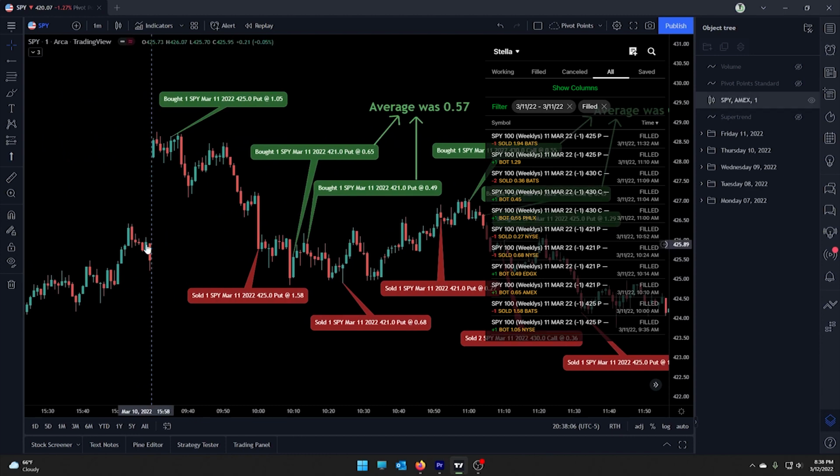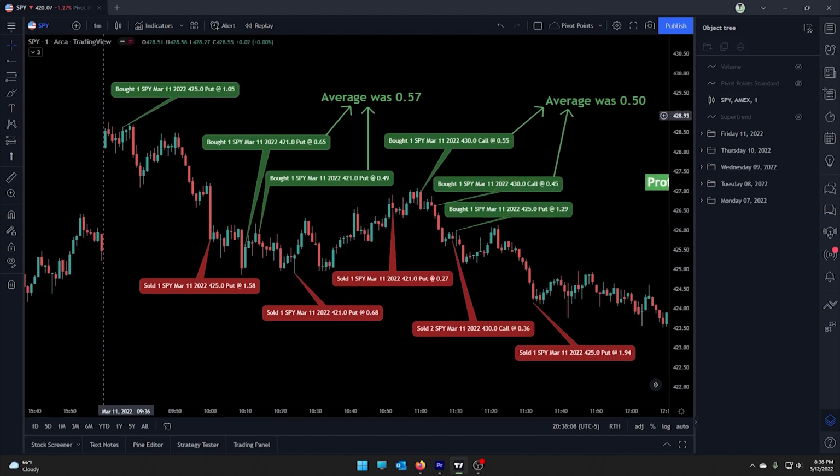I assumed we were going to fill the gap. That's why I bought a put here. We did fill that gap. When we filled the gap, I thought then that we would start to run up. And ultimately we didn't. So I made some money in some of these trades.